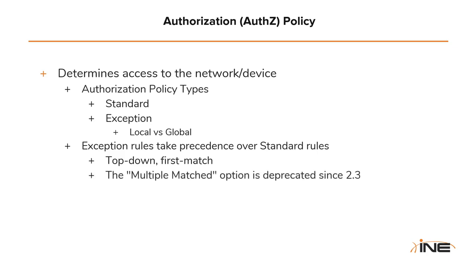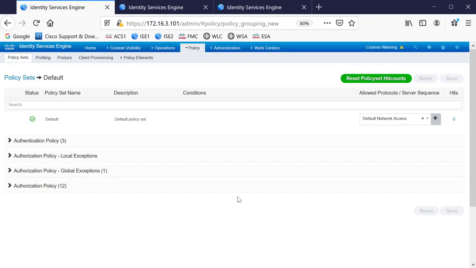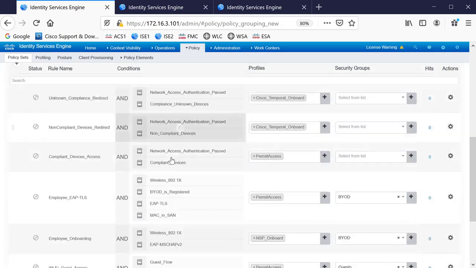ISE systems prior to 2.3 code also gave you the multiple matched option that modified this top-down first match logic. It allowed you to combine rules. It allowed the system to process all rules, combining all which matched. And this is now deprecated. The only way to process the authorization policy is top-down first match, same as authentication policy and policy sets in general.